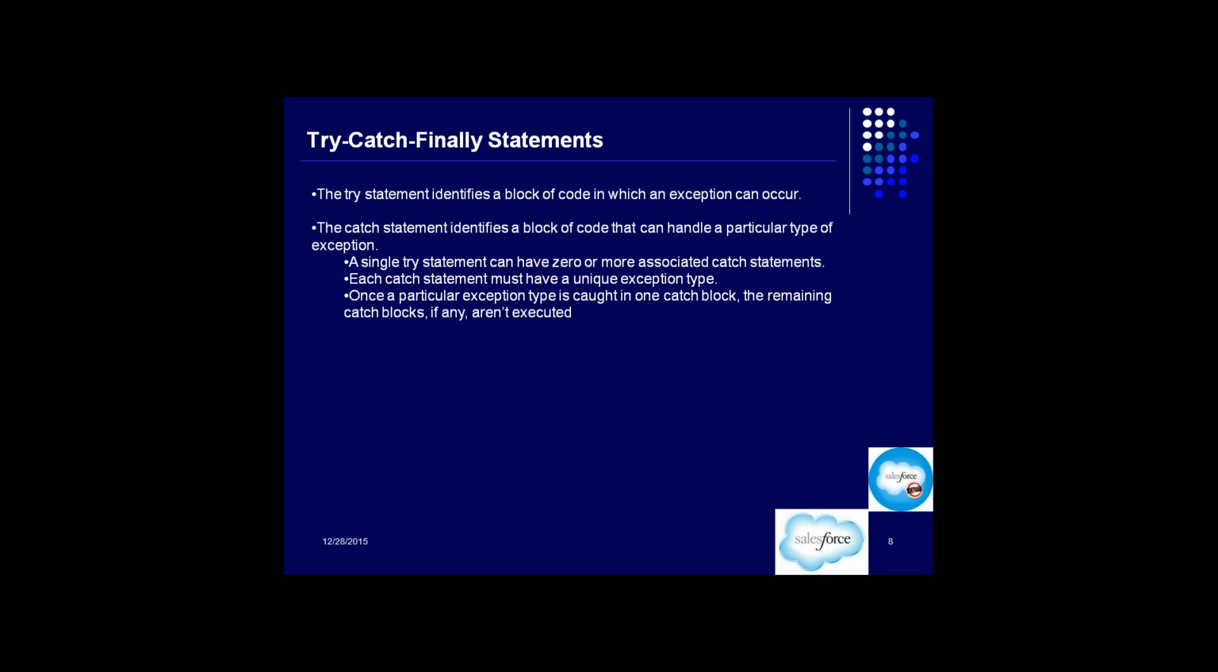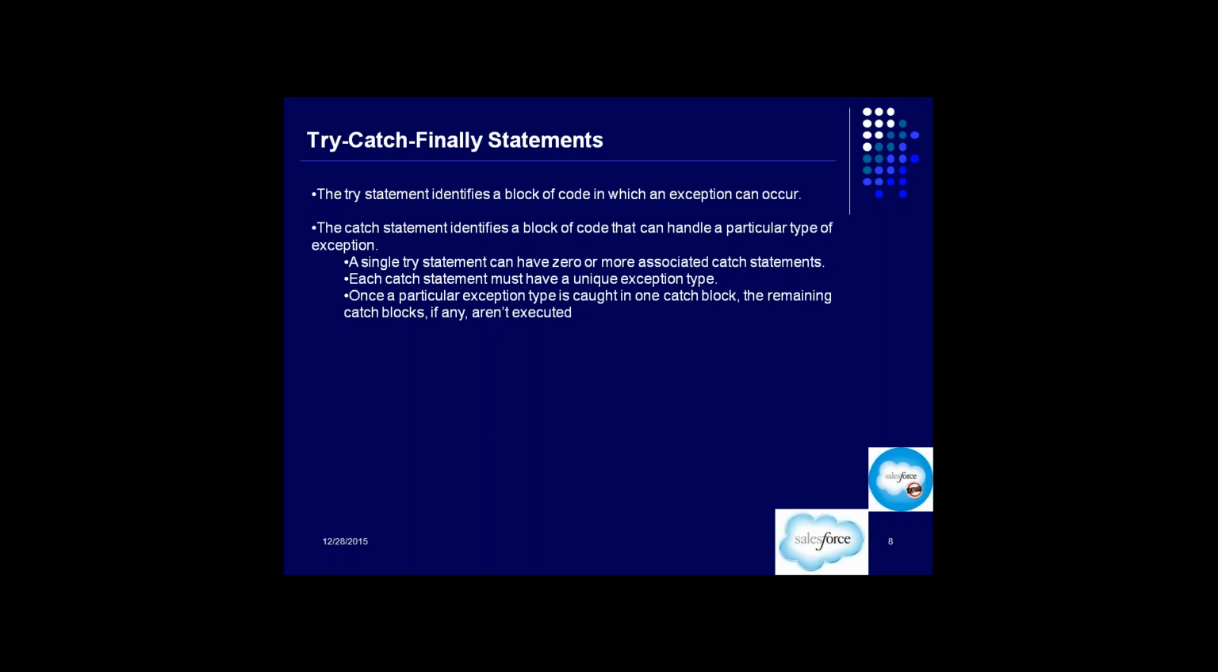Once a particular exception type is caught in one catch block, the remaining catch blocks, if any, aren't executed. So in a catch block, if you are trying to execute two lines of code, once one exception has been caught, the remaining code will not get executed, right?